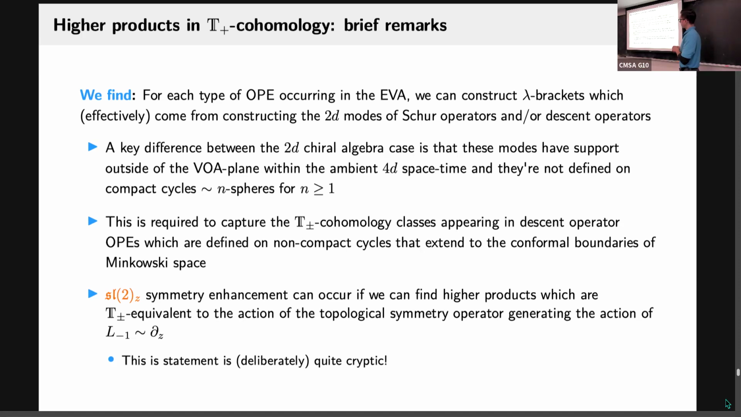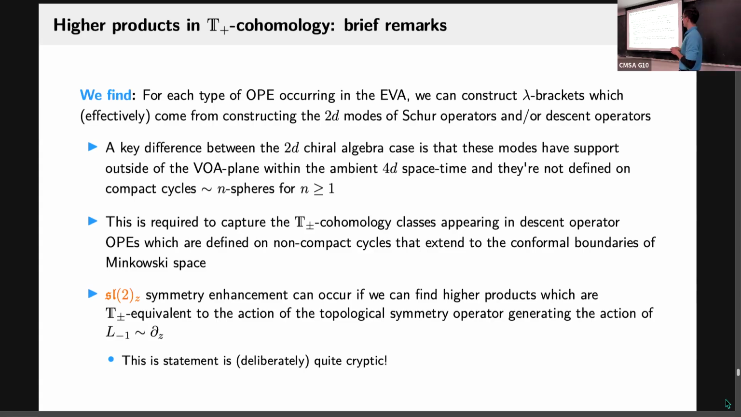And furthermore, I'm going to end with this extremely cryptic statement, which we're in the process of trying to break down and understand ourselves, which is why it's cryptic. It's at least the following claim: that the existence of these higher products tells us that there is a possibility for SL2C symmetry enhancement to occur if we can find higher products which are T plus minus equivalent to the action of essentially the topological symmetry operator that implements the Ward identity that says that L minus 1 acts like del Z on operators in the physical theory. Again, this is cryptic. It requires a little more breaking down to actually understand what I mean by this. If you'd like to uncover it a bit more, I'd be happy to talk offline about it in a moment.